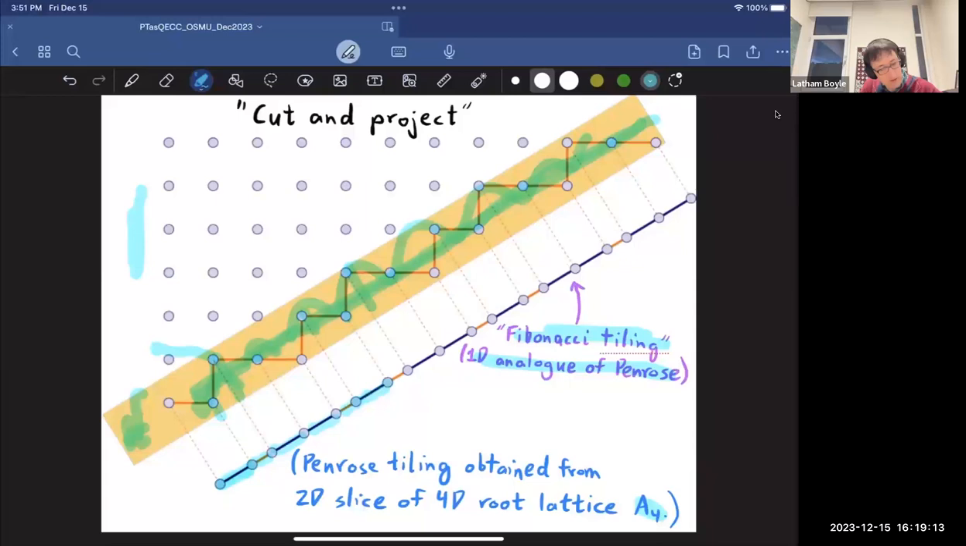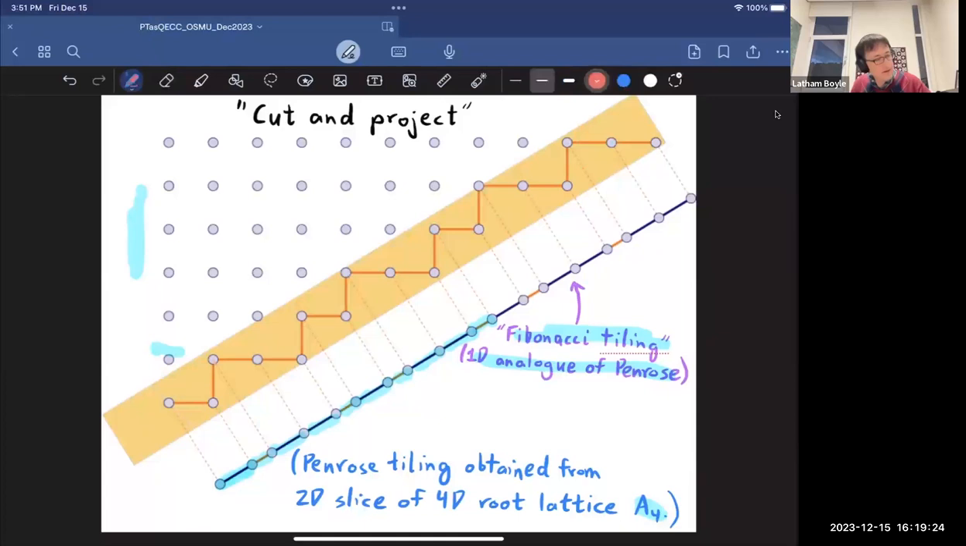The reason there's only two tiles is because if you look at the strip here, you'll see that there's only two ways for neighboring vertices in the higher dimensional lattice to be related to one another. They can either be next to one another horizontally, in which case they project to one of the long tiles, or they can be next to one another vertically, in which case they orthogonally project to one of the short tiles. And because the slope is irrational, you can convince yourself that the patterns of longs and shorts will have this aperiodic property. There will be no translation that carries it into itself.